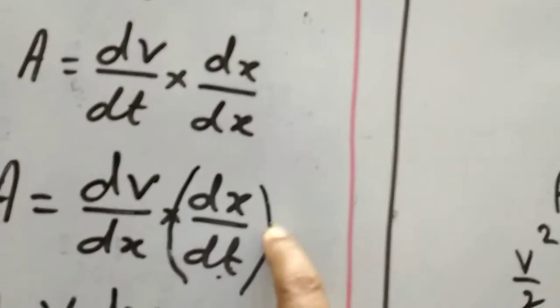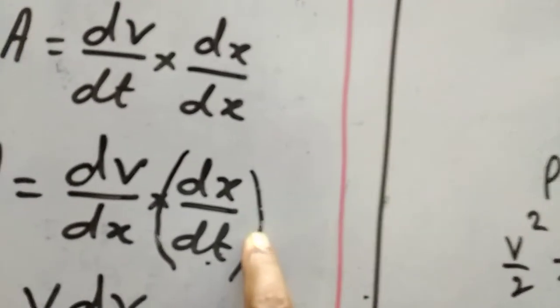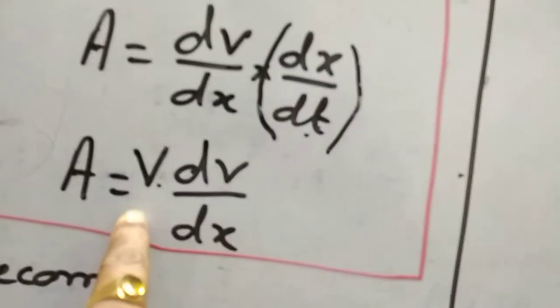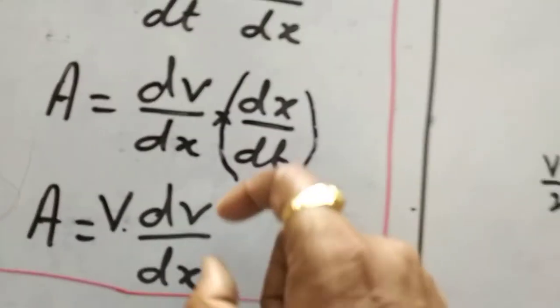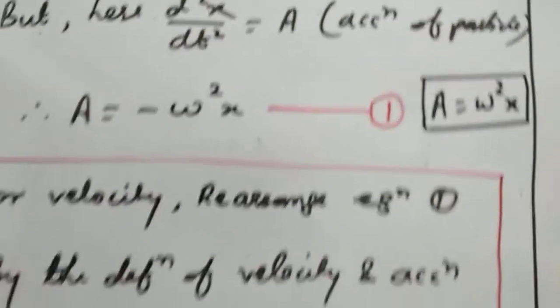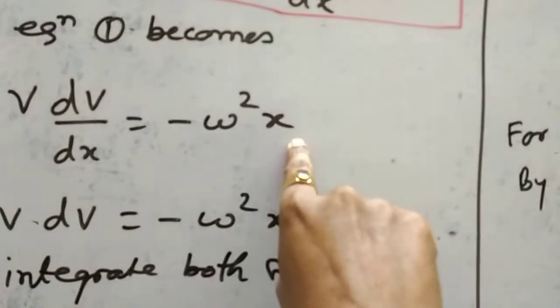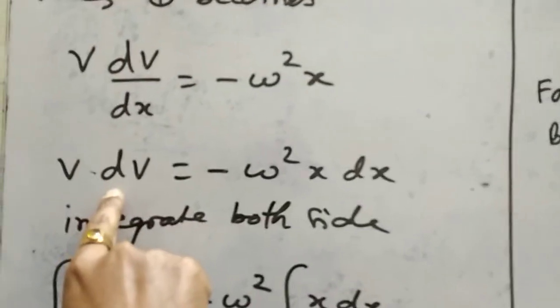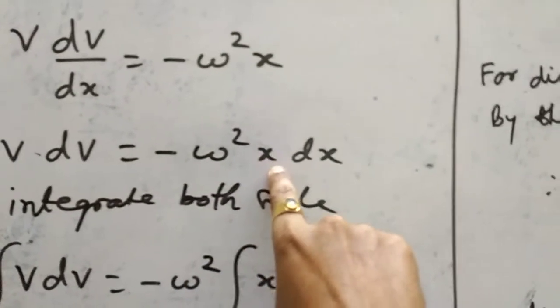But we know that dx by dt is the velocity of the particle, so dx by dt is replaced by v. Therefore acceleration a is equal to v dv by dx. Put this value in equation number 1 in place of a. So equation 1 becomes v dv by dx is equal to minus omega square x. Therefore v dv is equal to minus omega square x dx.